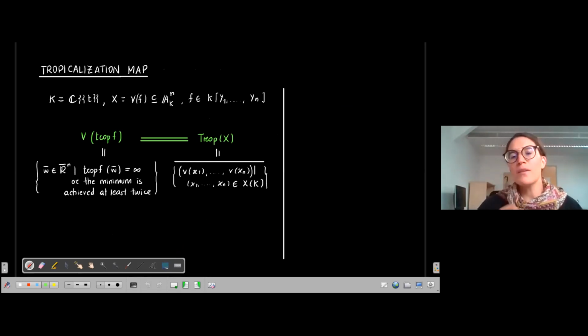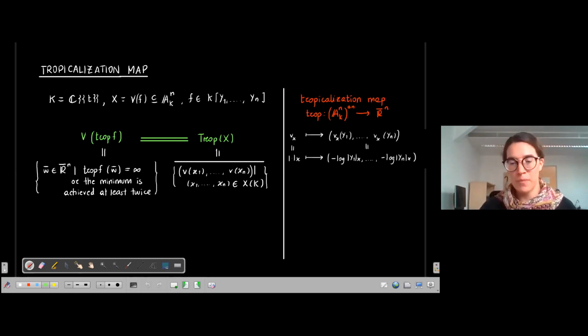When we define trop of X, we consider a solution x1, ..., xn, and then we apply the evaluation. But now when we work with a Berkovich space, we don't have just the evaluation on the field K. We also have many extensions of this evaluation. So it is quite natural to define a map called the tropicalization map. We start by defining it on the analytification of affine space A^n over K.